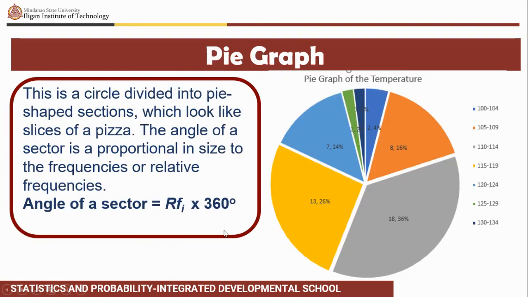Now let's proceed to the pie chart or pie graph. This is a circle divided into pie-shaped sections which look like slices of pizza. The angle of the sector is proportional in size to the frequencies or relative frequencies. The angle of a sector equals the relative frequency multiplied by 360 degrees. So in our pie graph, we have the frequency and its corresponding percentage. And we have the legend, and this composes our pie graph.